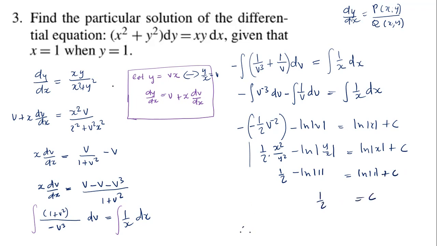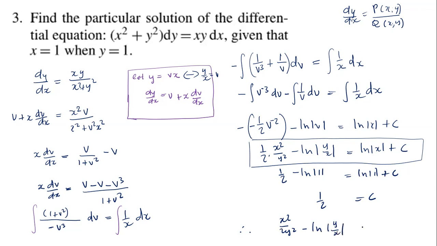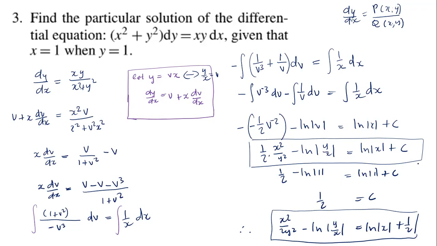Therefore, writing the particular solution of this, remember here it's a general solution, right? So we have x squared over 2y squared subtract ln y divided by x, which will be equal to ln of x plus 1 over 2. Now this is the particular solution, not the general one with c, but the particular solution, which has a solved value of c, and therefore this is where we left.